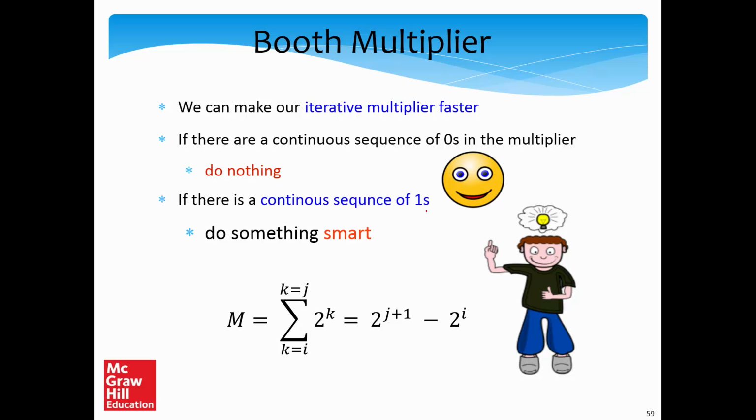However, if there is a continuous sequence of ones, then in the iterative multiplier we keep on doing additions and a subtraction at the end. Maybe we can do something smart. That's where an idea strikes us.